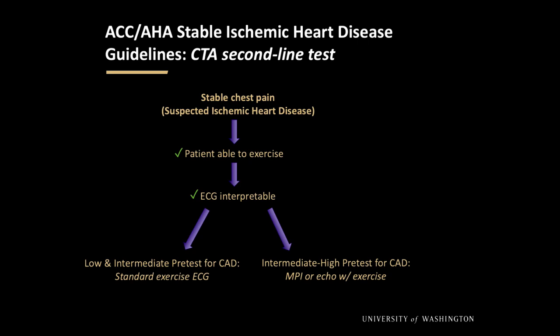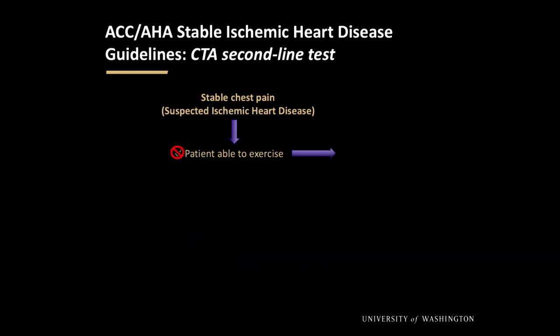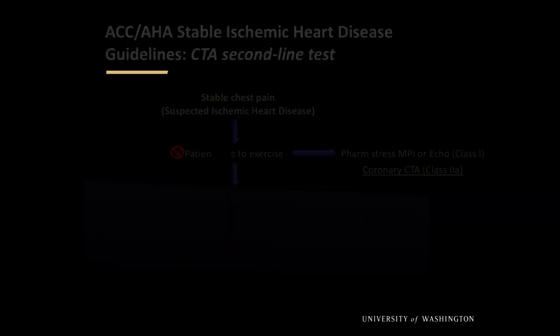So if you have stable chest pain, suspected ischemic heart disease, you can exercise, your ECG is interpretable, then really you're looking at a standard exercise ECG test, or an exercise test with some form of imaging, nuclear or echo. If you can't exercise, then you go to pharmacologic stress, class 1 indication, and it's only then that the coronary CTA pops in at a 2A indication, kind of an afterthought. It's the second line test for stable chest pain if you can't exercise or for some reason you can't get a stress test. So there's a big difference.